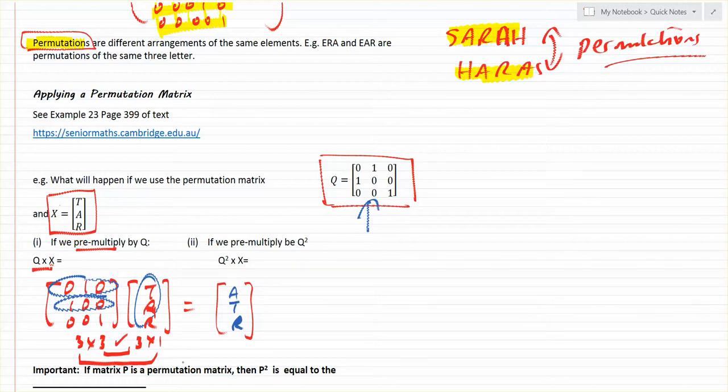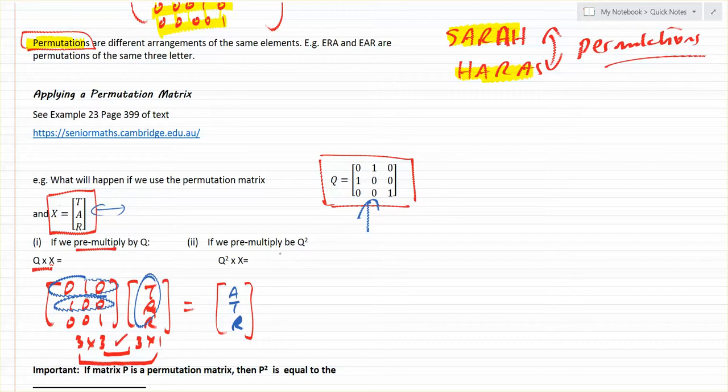Okay, so what is the effect of a permutation matrix? Generally, unless it's the identity matrix, that's a special case. When you multiply anything by the identity matrix, whether pre-multiplying or post-multiplying, you always get the same thing back. It's like multiplying by 1 in the normal number world. If you multiply anything by 1, you get the same thing back. However, if it's a permutation matrix and not the identity matrix, then we know you get something different. It'll change the order of your original matrix.